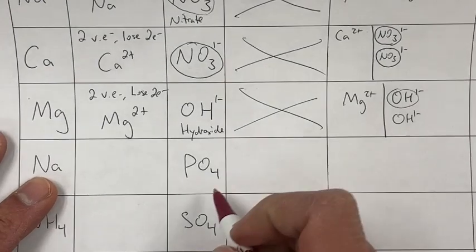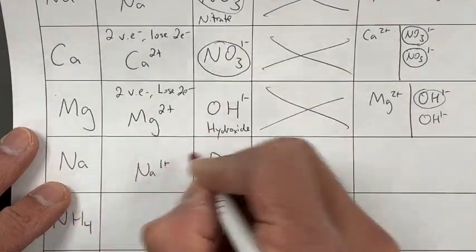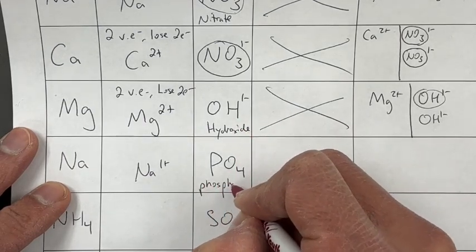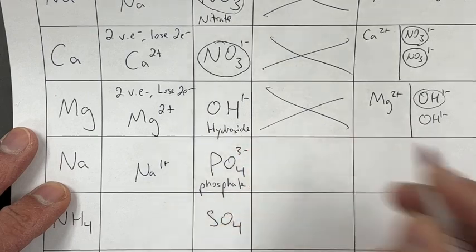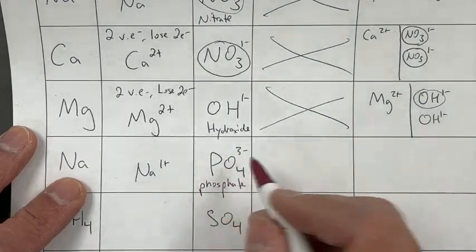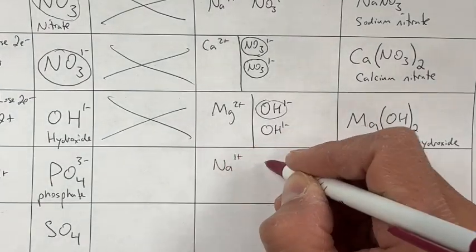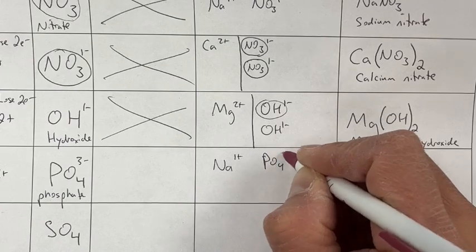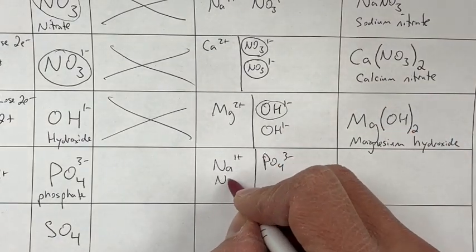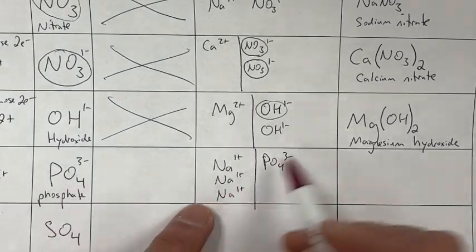Okay, how about this one here? So this is Na. We know that Na is 1+. PO4 is called the phosphate group. It has a 3- charge. So when I put these together, I have Na 1+, PO4 3-, and I have too many negative charges, so I need more Nas, a couple more Nas. Okay, so that works out.